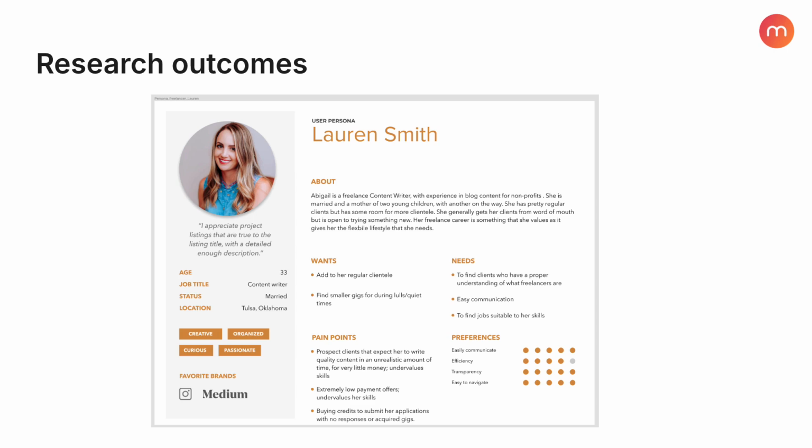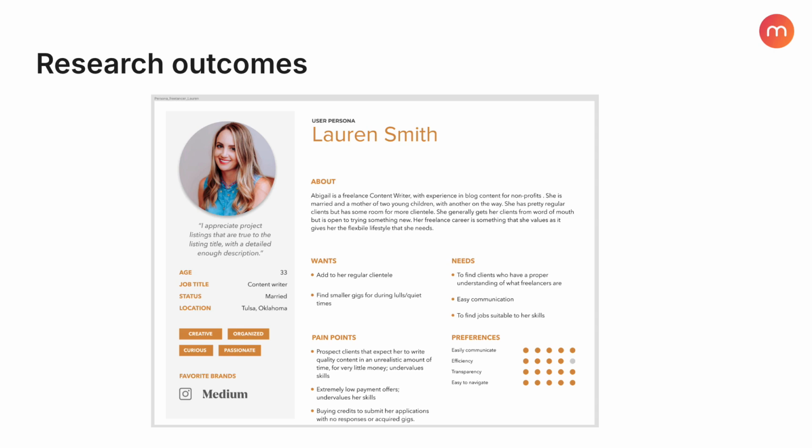Now let's look at how we can present our research outcomes. Here we have an example of a user persona. This one we called Lauren Smith. A persona is a fictional but evidence-based profile that represents a typical user of your product. It brings together everything we've learned from surveys, interviews, and focus groups and turns that data into a relatable character that everyone on the team can understand.